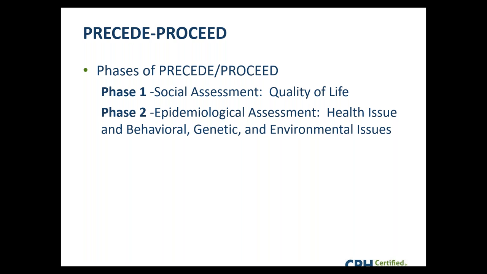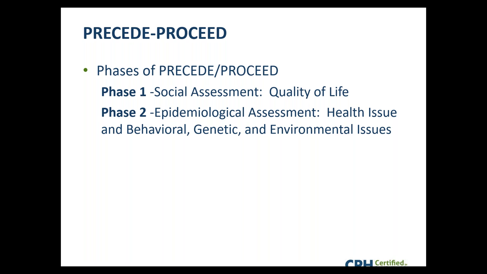So phase one is called social assessment, and this is where you assess quality of life. This is where you ask communities about their life, about what makes them happy to get up in the morning, what makes them feel content, what makes them feel discontent. You don't necessarily have to deal with health issues at this point. While health is important to quality of life, at this point, you are assessing their entire quality of life. So I always tell my students, do not ask them about diabetes at this point, or do not ask them about heart disease. Find out about their quality of life.